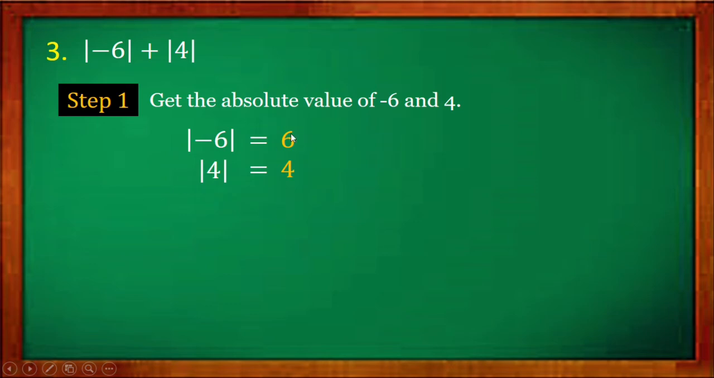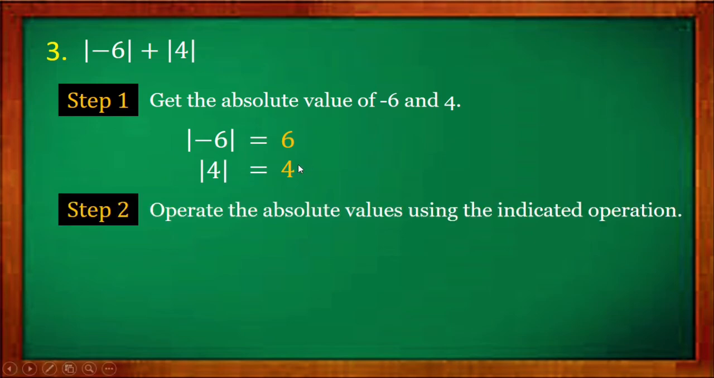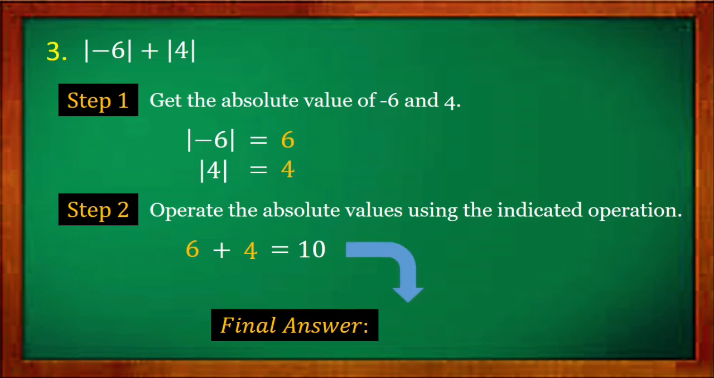After we get the absolute values of negative 6 and positive 4, what we are going to do next is to operate these numbers using the indicated operation, which is addition. So copy the numbers. We have 6 plus 4. Then operate using addition. Get the sum of these numbers. 6 plus 4 is just 10. That is why our final answer is 10 or positive 10.